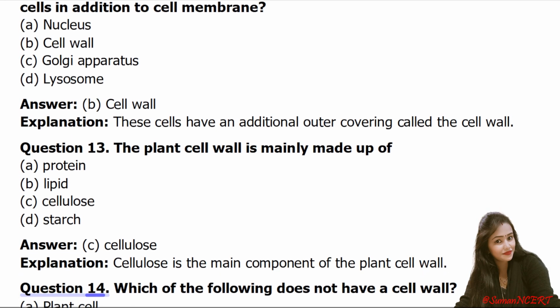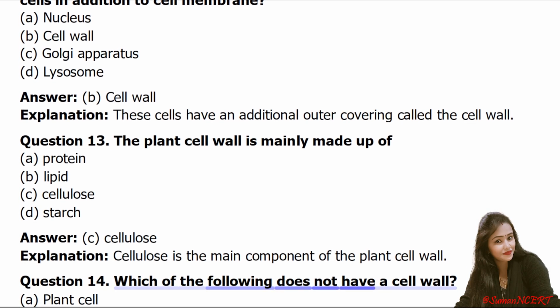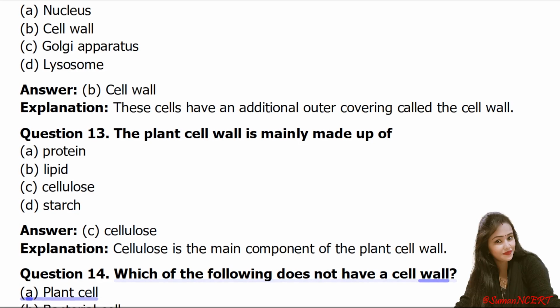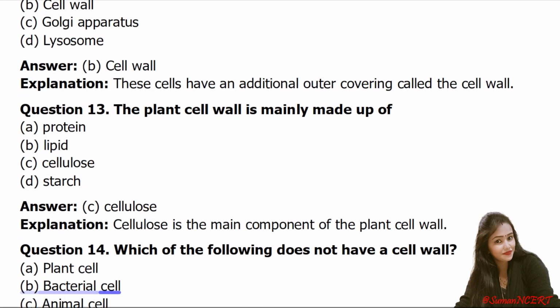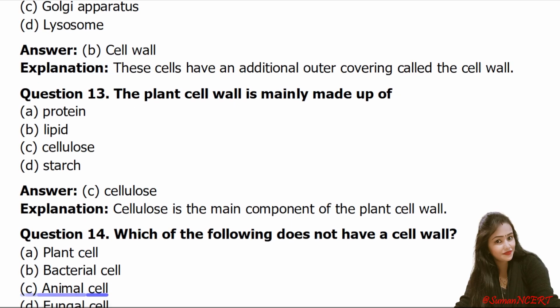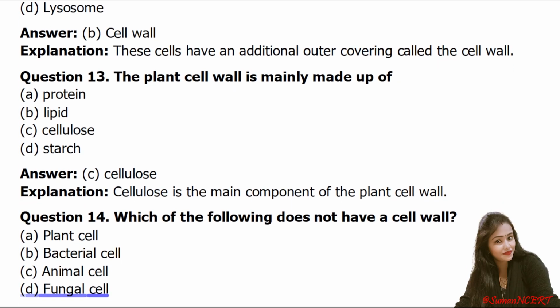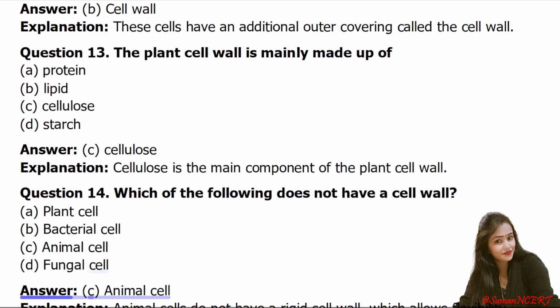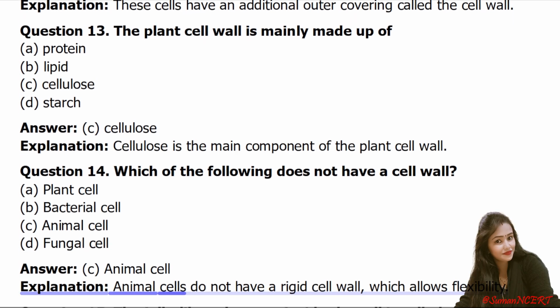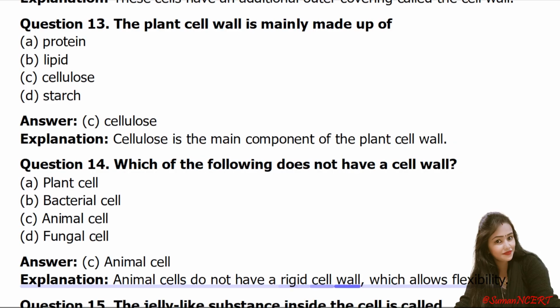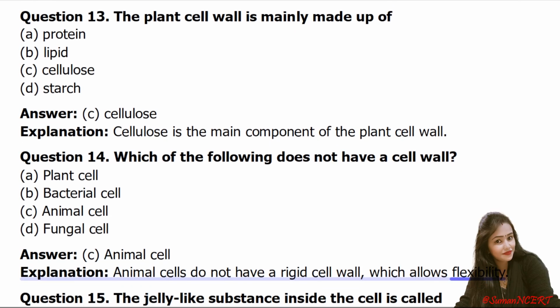Question 14. Which of the following does not have a cell wall? A. Plant cell. B. Bacterial cell. C. Animal cell. D. Fungal cell. Answer: C. Animal cell. Explanation: animal cells do not have a rigid cell wall, which allows flexibility.